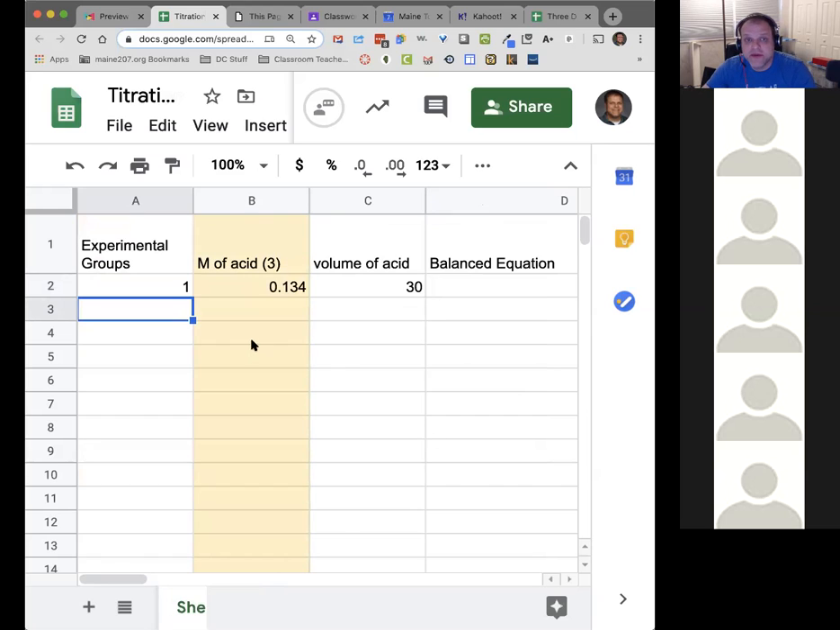You're going to fill in the other experimental groups with the data that you got. You don't have to do all this work. We already did it together. So you should be good to go from there. We'll practice a little bit more with titrations next week, and we'll do a quick little lab.